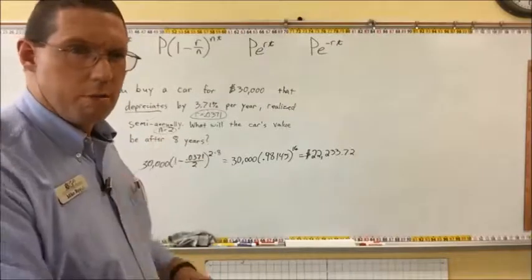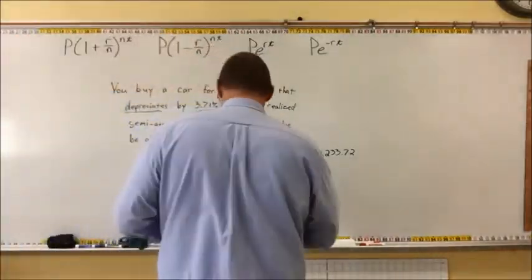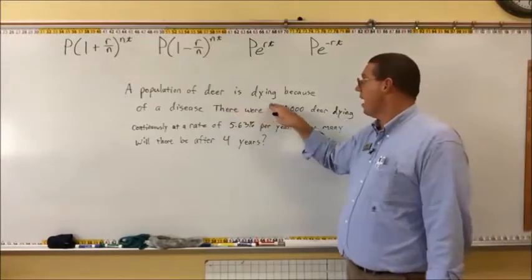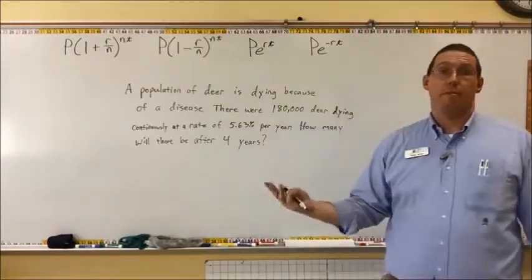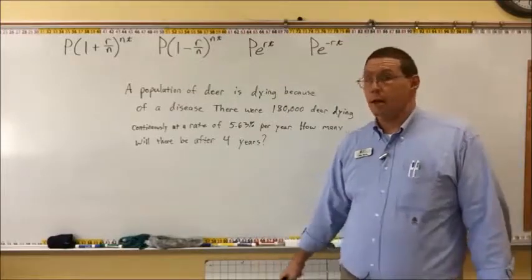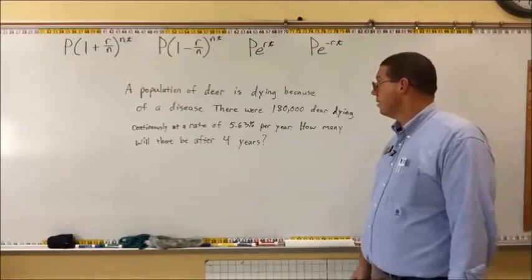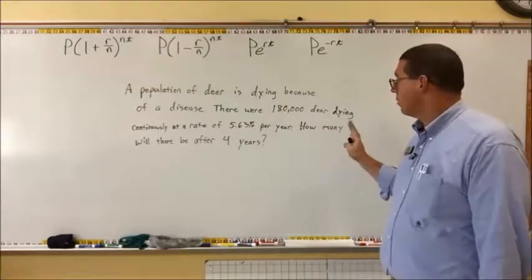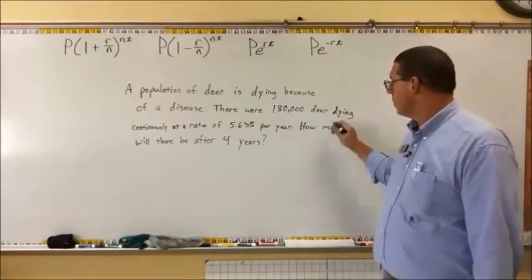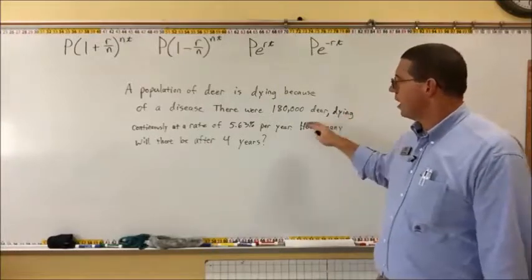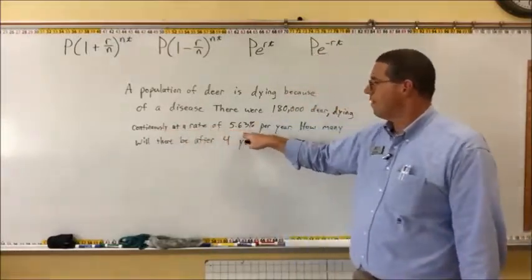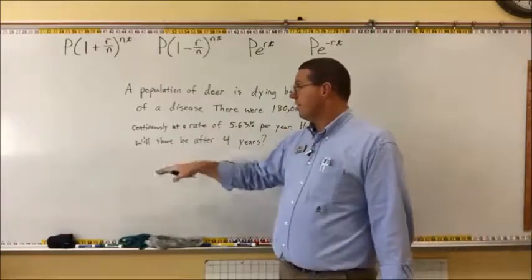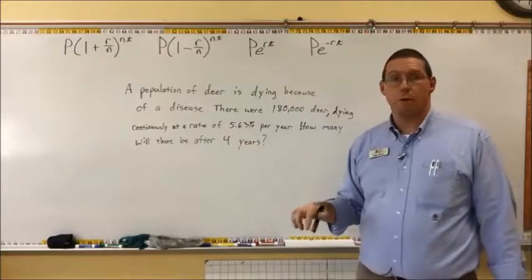Let's just do 2 more. All right, here we have a sad situation. We've got a population of deer that is dying because of a disease. This disease is special to this species of deer. There were 180,000 deer, and they are dying. I didn't quite word it correctly, but they're dying continuously at a rate of 5.63% per year. How many deer will there be after 4 years?